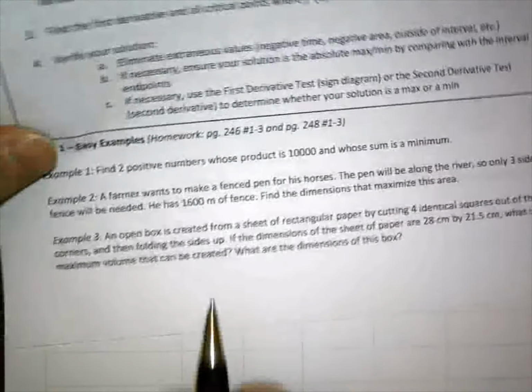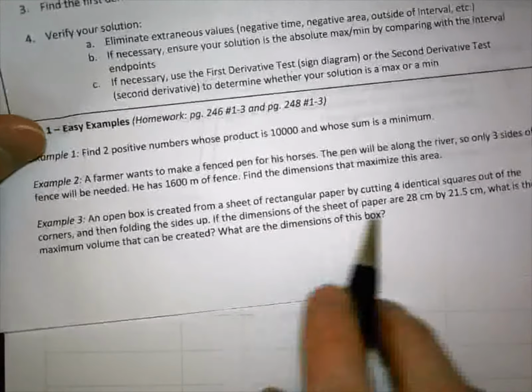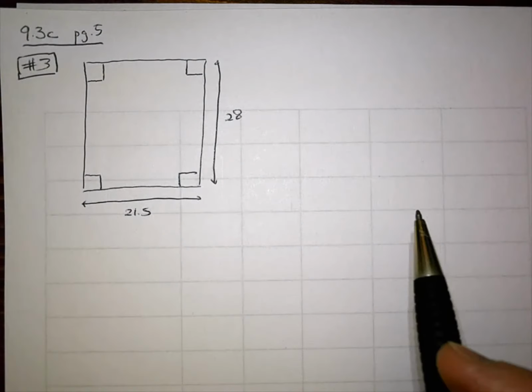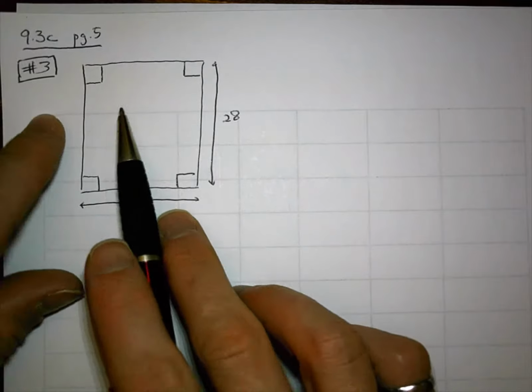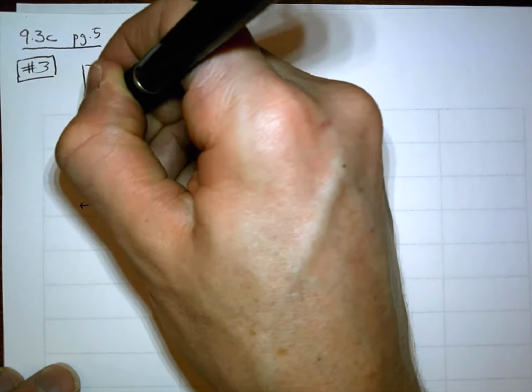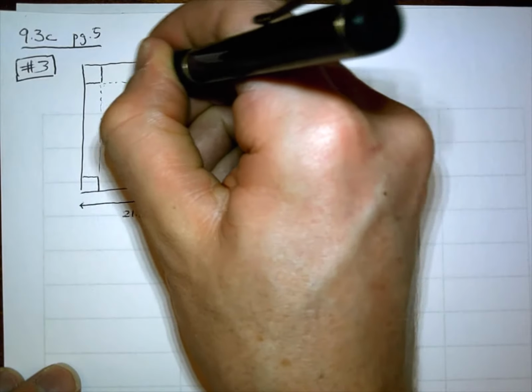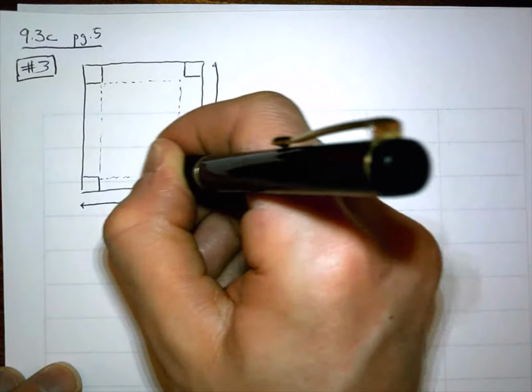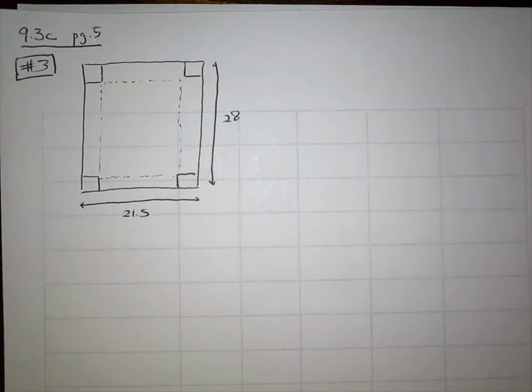It said, an open box is created from a sheet of rectangular paper by cutting 4 identical squares out of the corners and then folding the sides up. So this can be hard to visualize, but you're going to take your sheet of paper, cut out these 4 identical corners, and then fold up these remaining flaps, and you're going to make a box. I do have, every year I take out my folding activity here.